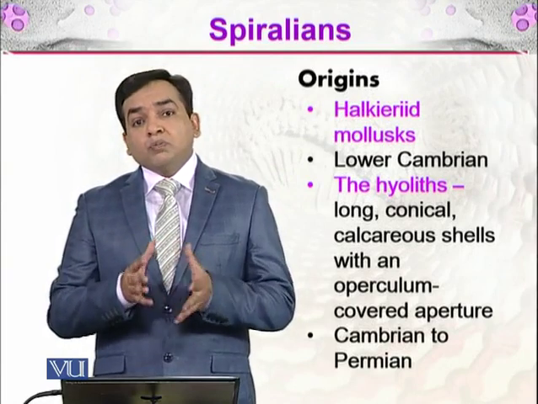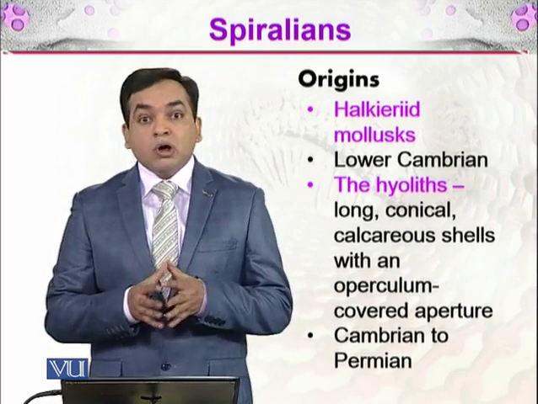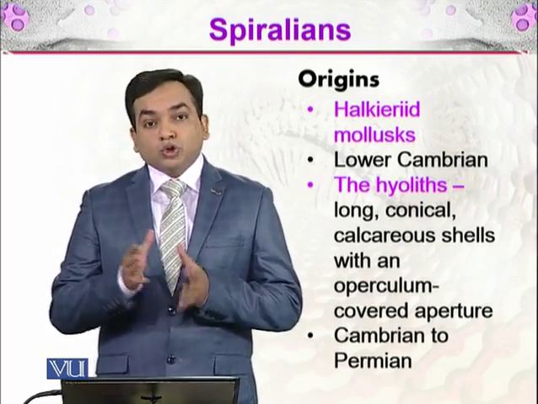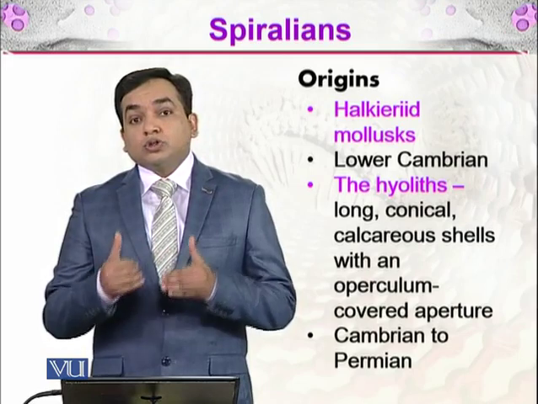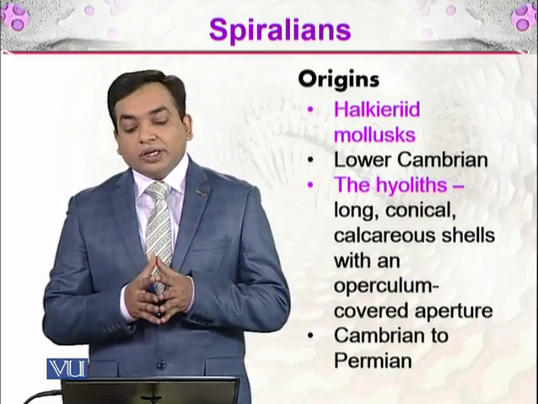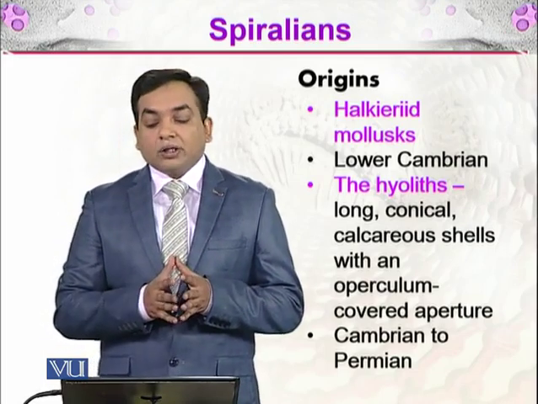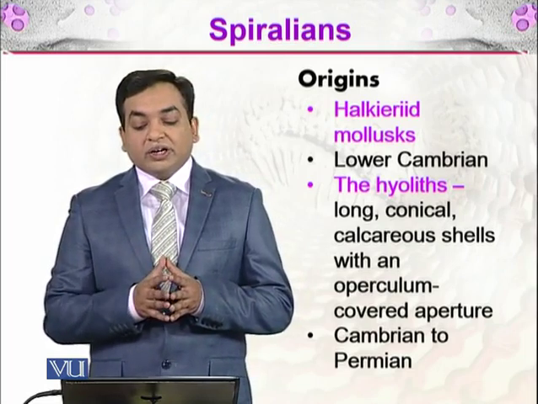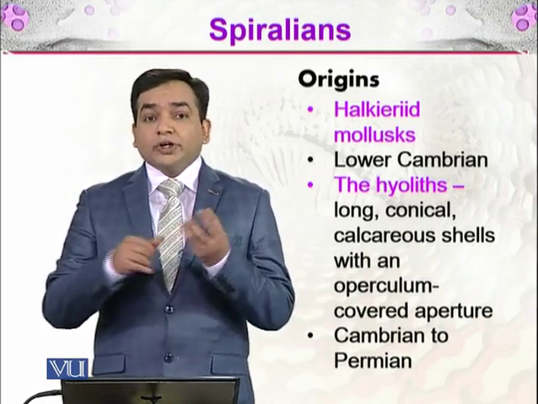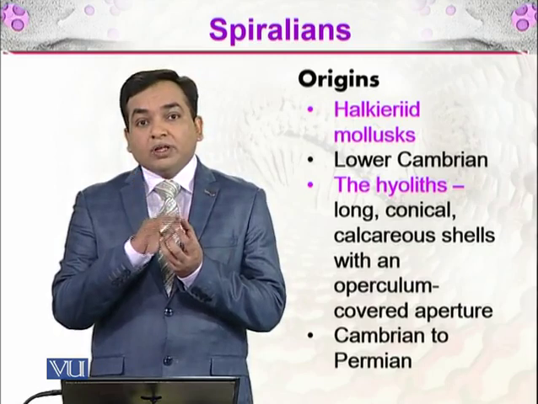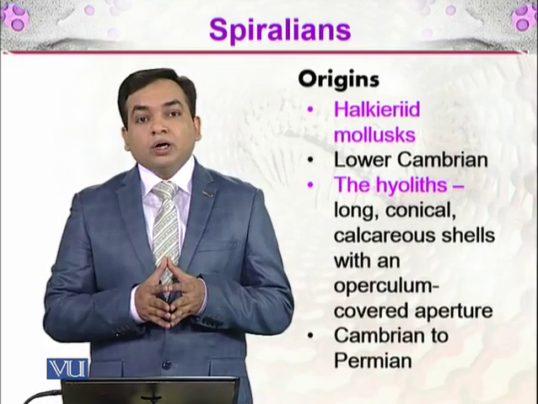And there are two basic origins. Although it is contested whether it has a monophyletic origin or many origins, there are two groups originating from the mollusks. One is the halkieriid mollusks, organisms just like Halkieria, which evolved through the lower Cambrian. And then there are the hyolids. These have long conical calcareous shells with an operculum-covered aperture. Their aperture is a pore covered with a lid-like structure called an operculum. These evolved from the Cambrian through to the Permian.